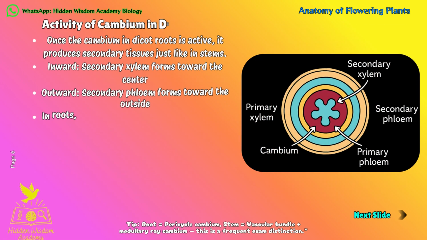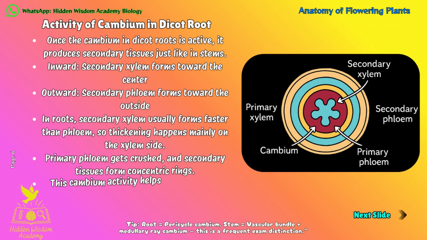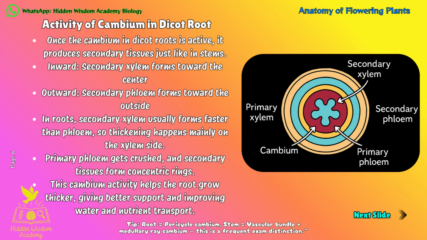Once the cambium in dicot roots is active, it starts producing secondary tissues, just like in stems. Inward, secondary xylem forms toward the center; outward, secondary phloem forms toward the outside. In roots, xylem forms faster than phloem, so thickening mainly happens on the xylem side. The primary phloem gets crushed, and secondary tissues form concentric rings. This cambium activity helps roots grow thicker, giving better support and improving water and nutrient transport.